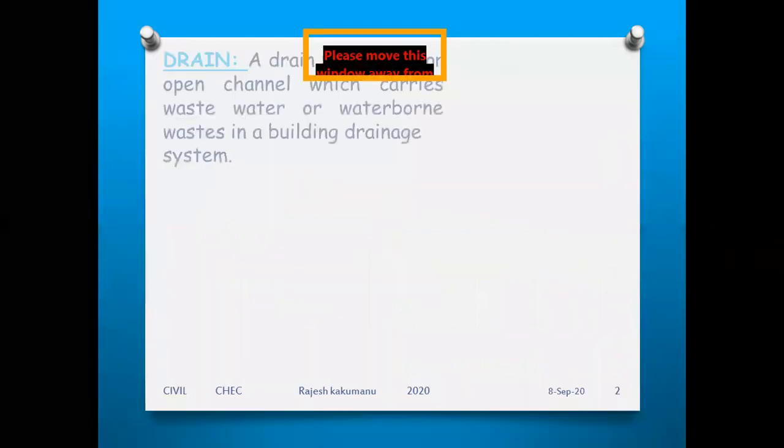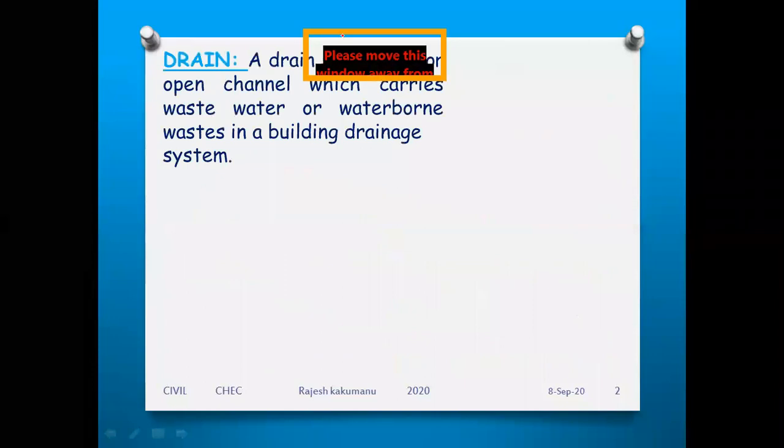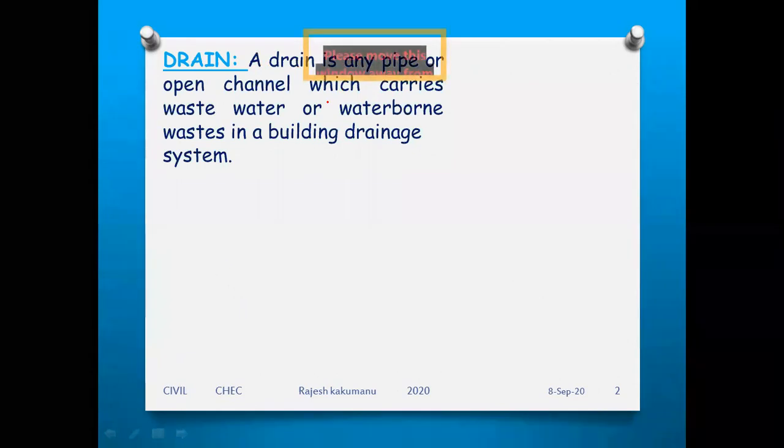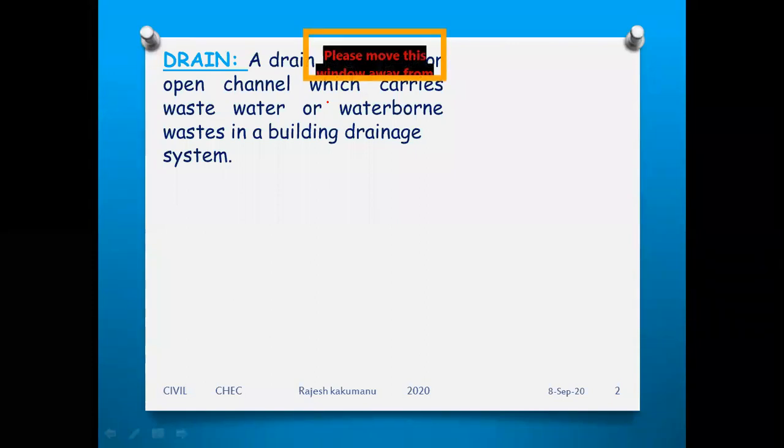See the first case. As we are entering into the concept of plumbing, we have to know some of the technical terms simultaneously. So what is a drain? A drain is any pipe or an open channel which carries wastewater or waterborne waste in a building drainage system. How do you define a drain? It is nothing but a way, a passage. It may be closed or open.